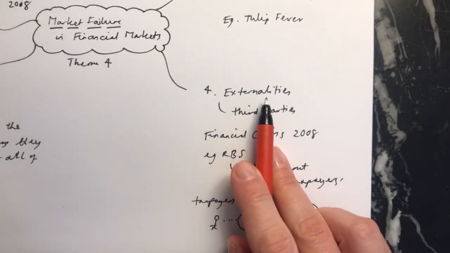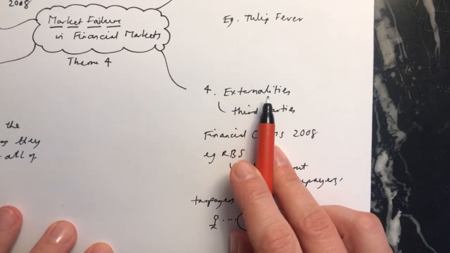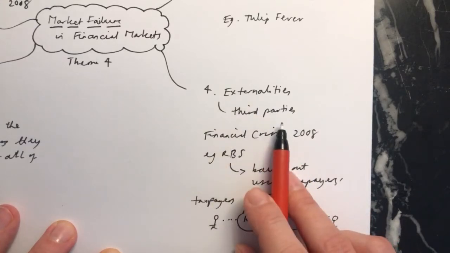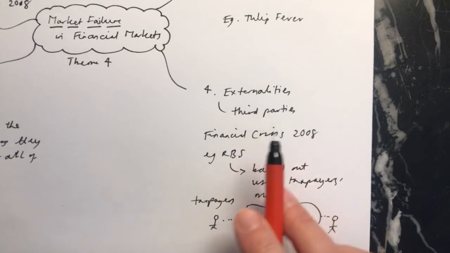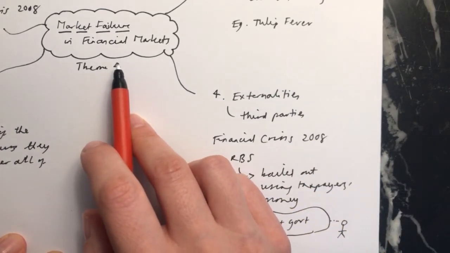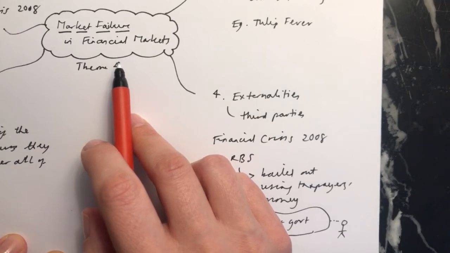Externalities, if you remember from theme 1, is where you have a transaction between two parties which actually has an impact on third parties who are outside the transaction. So these third parties are affected by something that's going on. And quite often in financial markets there'll be some kind of transaction going on, perhaps between a person and a bank, for example, or something happening within a bank that will actually affect third parties.